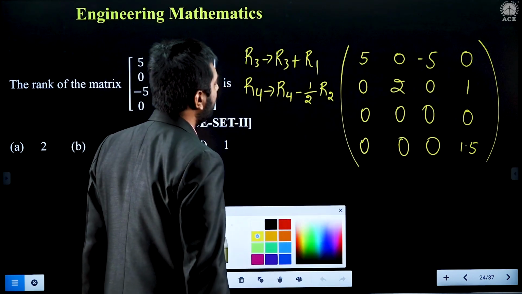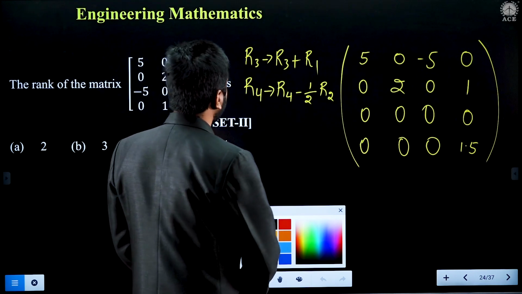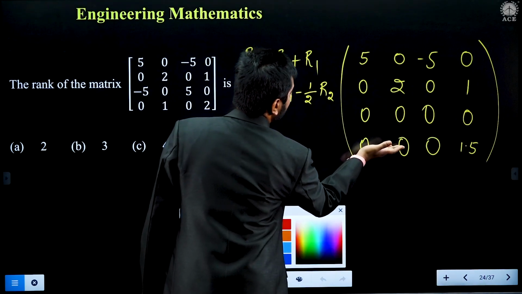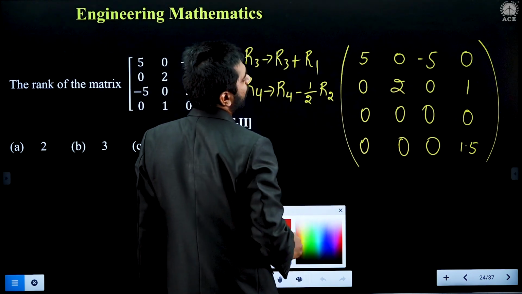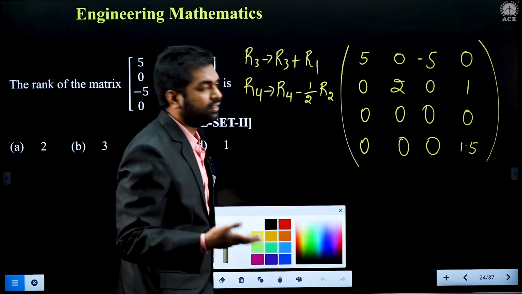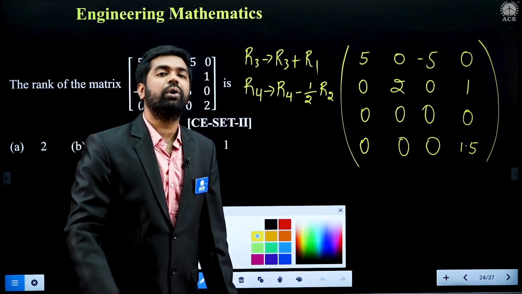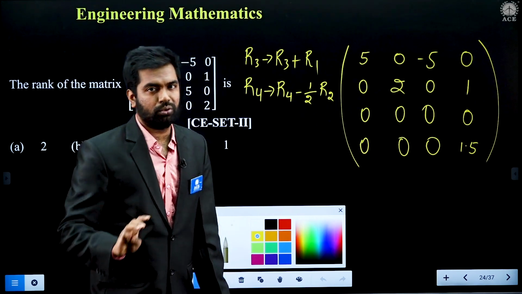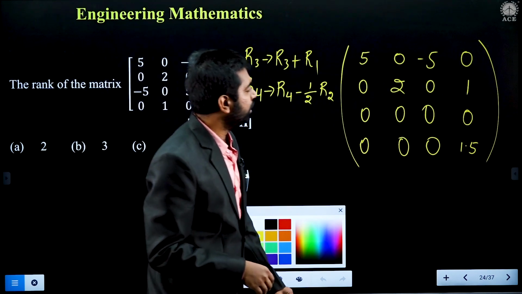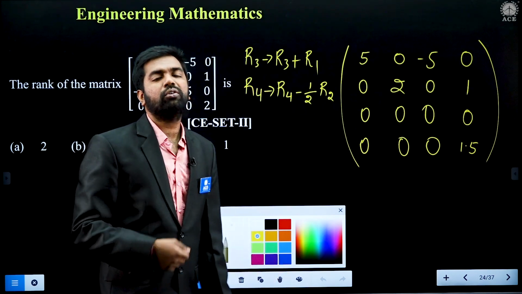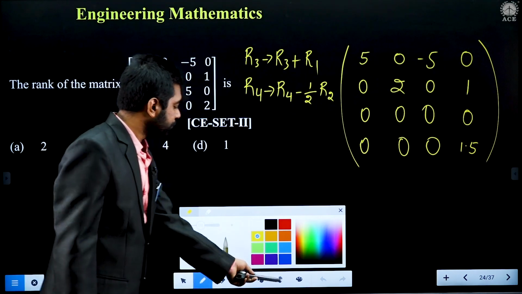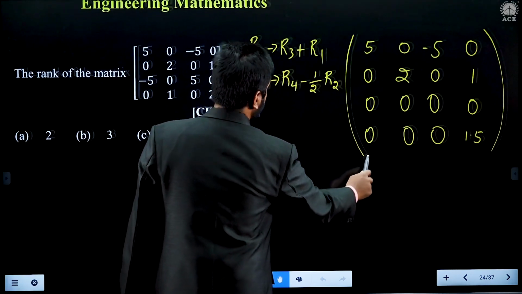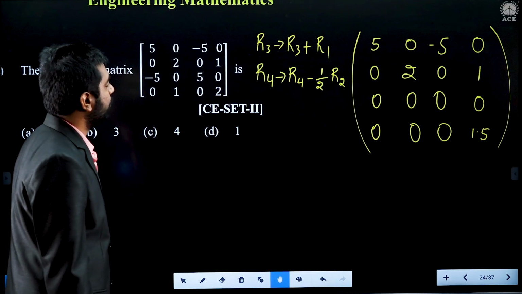Here itself you can comment about the answer. This entire row is 0 now. You can interchange this with this. And if you look at the resultant matrix, that resultant matrix is in row echelon form. So how many non-zero rows are there? There are 3 non-zero rows. So what do you think is the answer? The rank of this matrix is 3. So we are done with this problem. Let's go to the next one.